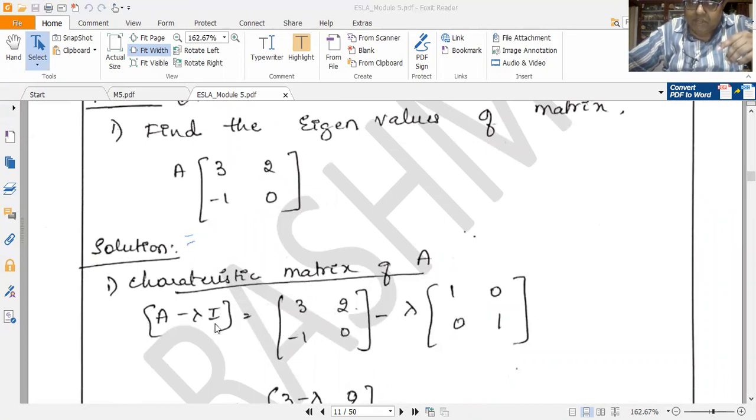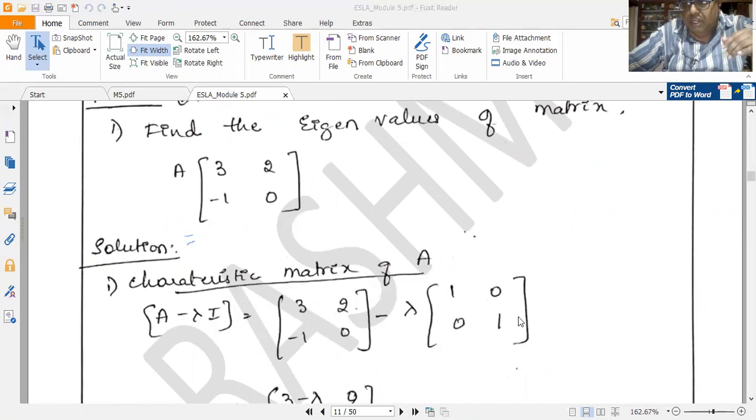So A minus lambda is given by the matrix 3, 2, minus 1, 0, minus lambda times I. Lambda is a scalar, multiplied by the identity matrix, so I am writing it as 1, 0, 0, 1. Why? Because the dimension of the matrix A given is 2 cross 2. So the dimension of the unit matrix I also should be 2 cross 2.